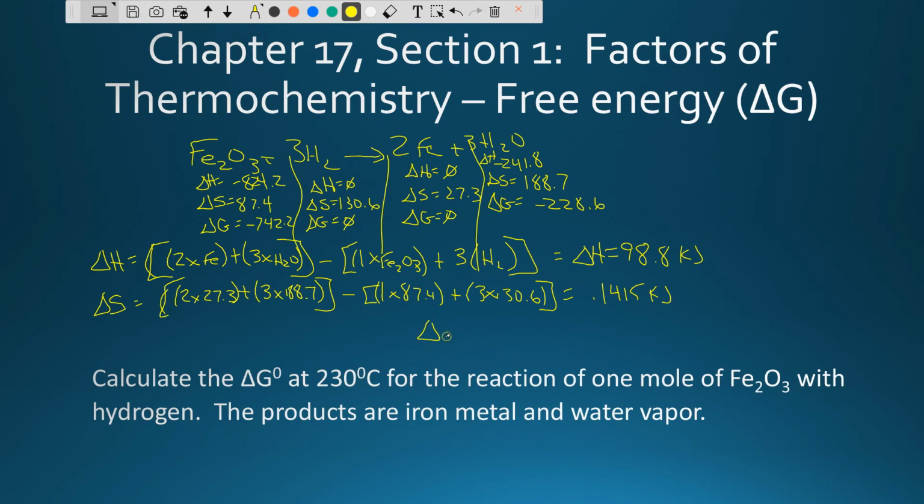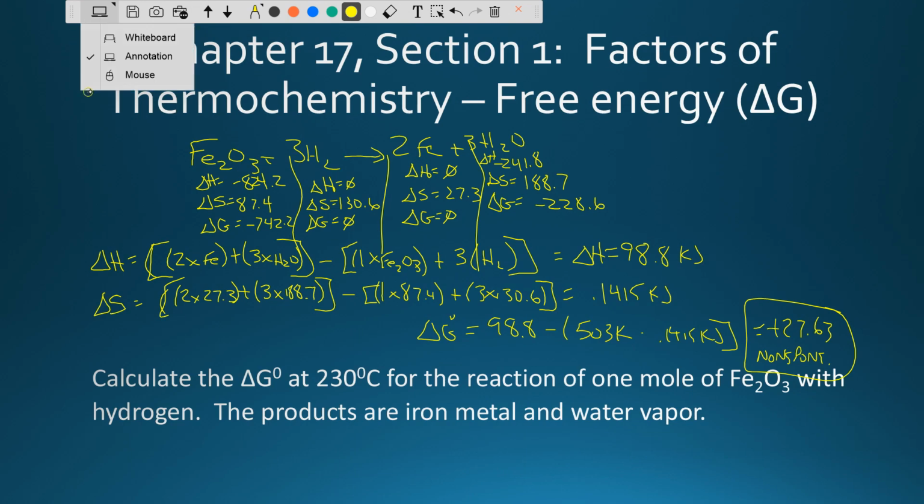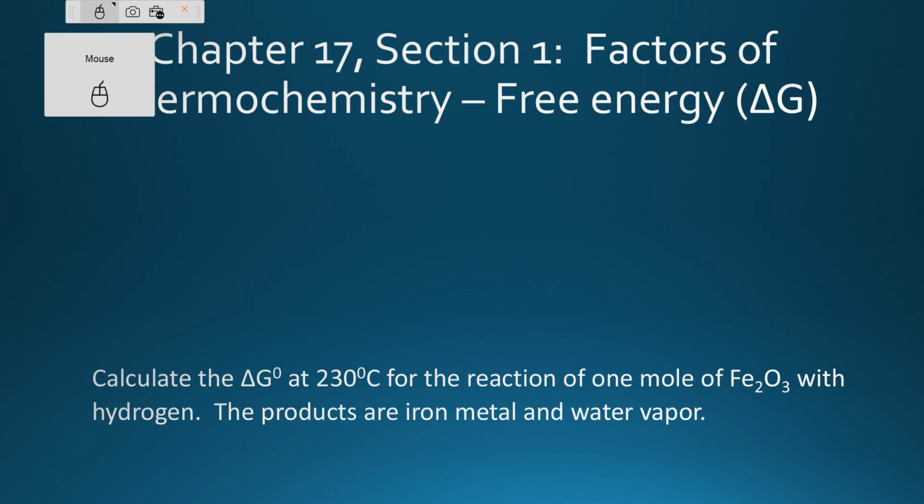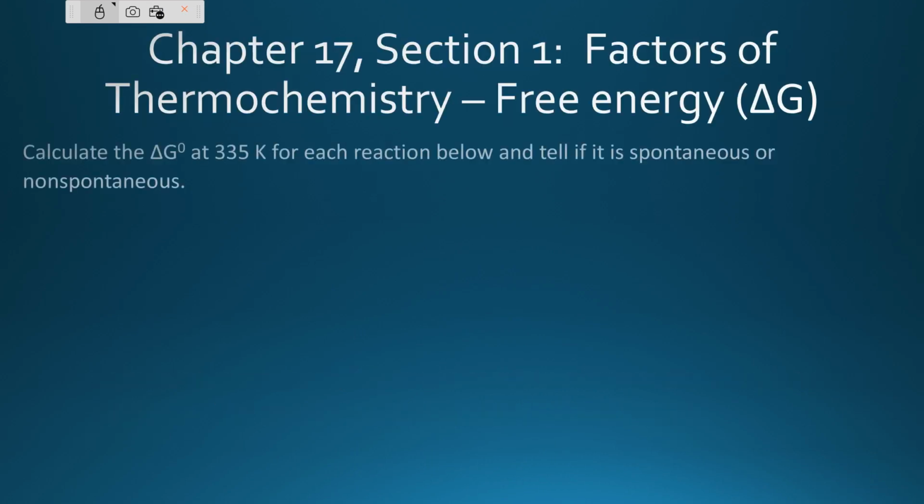So my delta G then, now remember, temperature is a little bit different too, isn't it? I have 998.8 minus 503 Kelvin times 0.1415 kilojoules. And so that will end up being positive 27.63. This means, since it's positive, non-spontaneous. That seems like a lot of work. But if we just take a look at it in turn, keep track of those things, it's really not that bad, okay? A couple more.